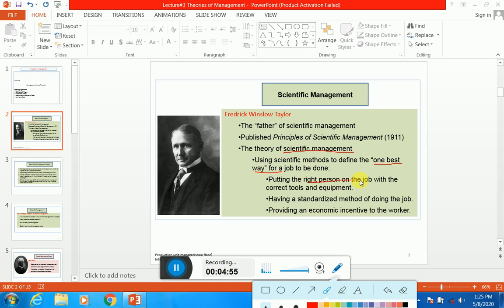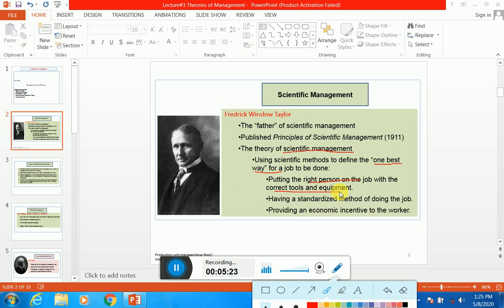Then he said that putting the right person on the job with correct tools and equipment. Any person you want to employ must be fully equipped with the equipment, tools and techniques. He must clearly know how to operate the correct tools provided.